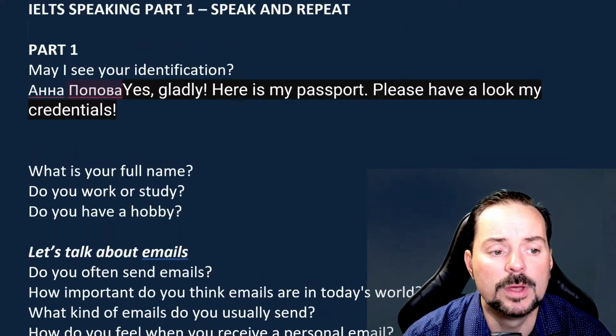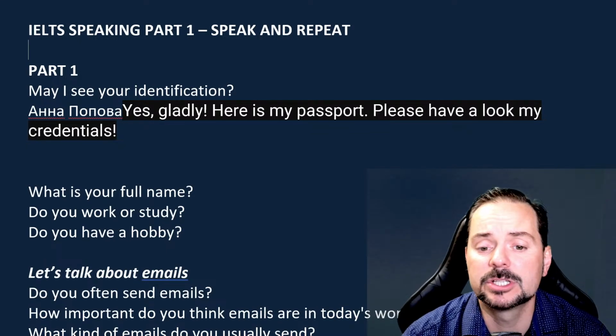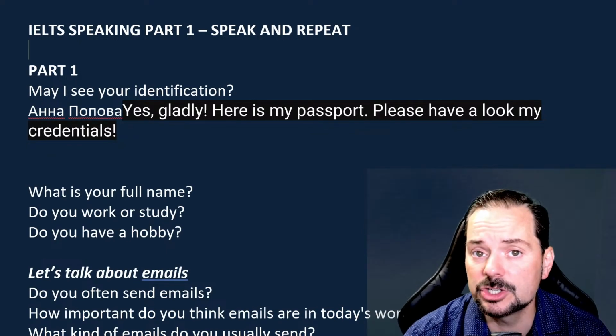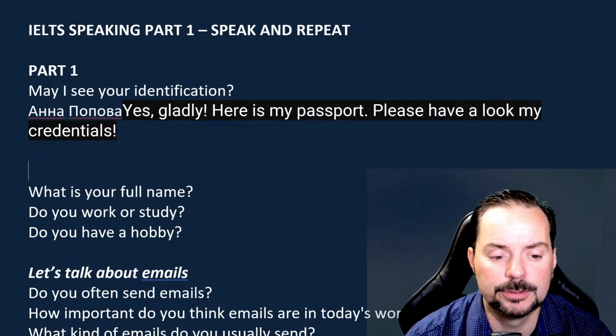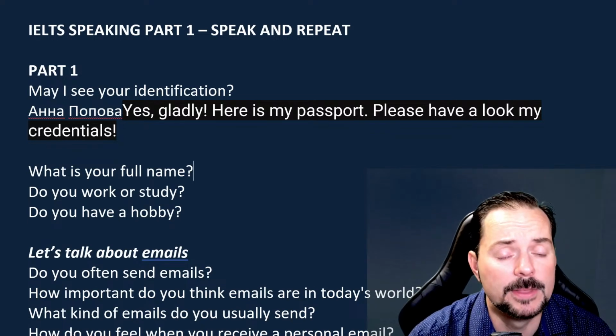So when the examiner says, may I see your identification? You should say, yes, gladly. Here's my passport. Please have a look at my credentials. Much better. Sets a much better mood. Okay? Especially native speakers, they will pick up on that right away.